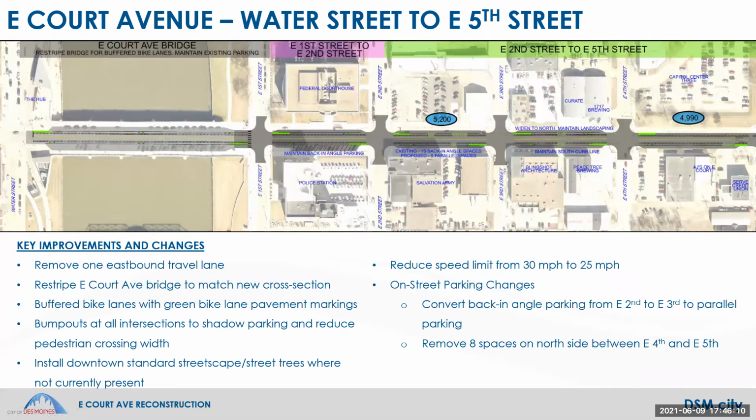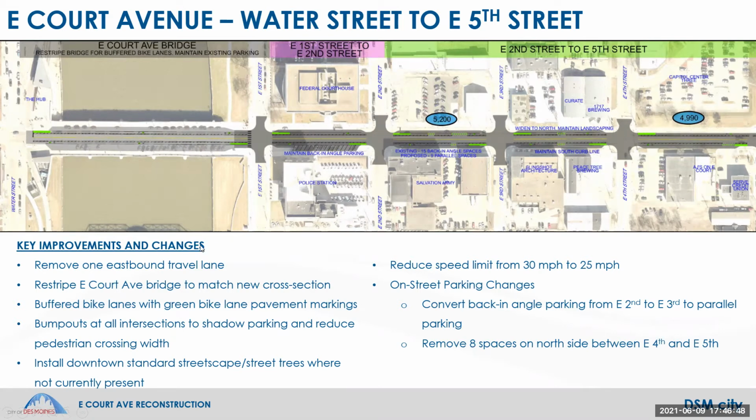This slide shows the detail. Those were the cross sections. This is actually the plan view of what's happening. As Steve mentioned, the bridge will be restriped, and again, we'll keep that back-in angle parking maintained here, and then in front of the police station, the back-in angle parking will remain. And then as you get east of East 2nd Street, that's when we have this typical cross section of a lane in either direction and the buffered bike lanes.